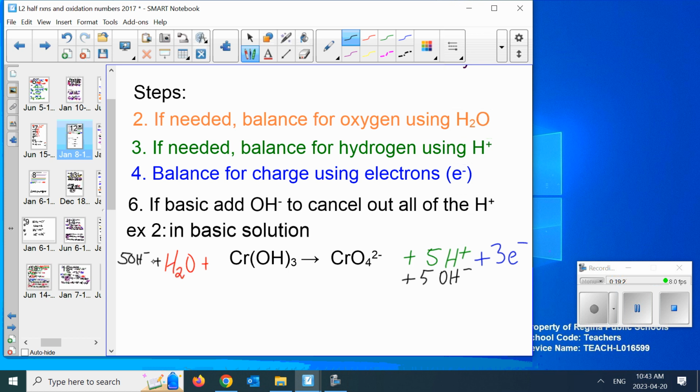Now here's what I've got to think. If I have 5 hydroxides and 5 hydrogen ions, that's really 5 waters, right? Sure. I think of that as one thing now. That's why I put it directly.